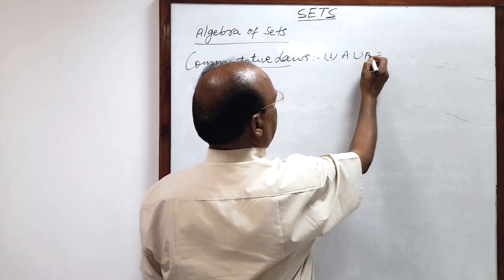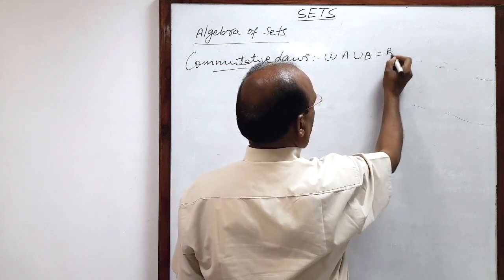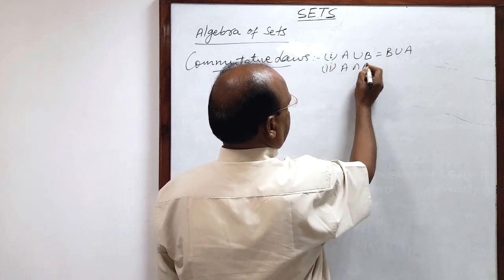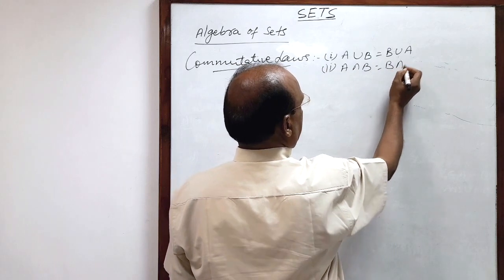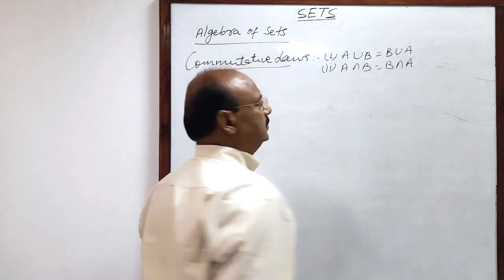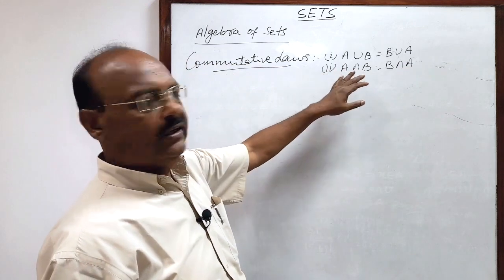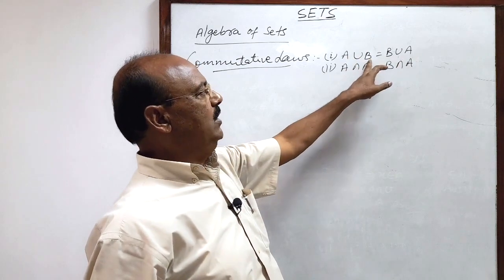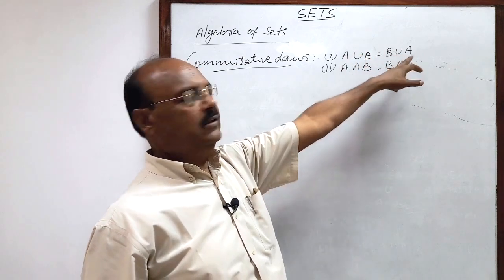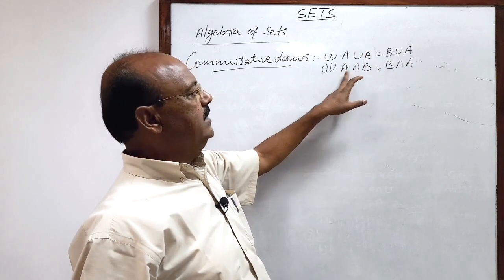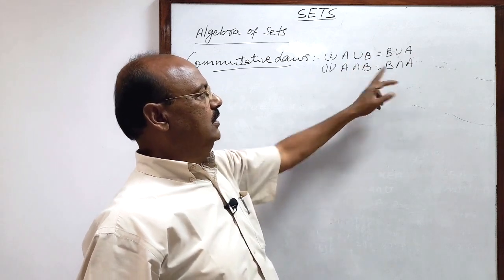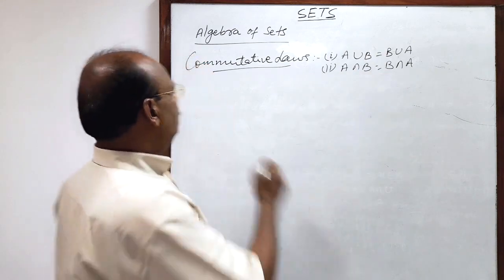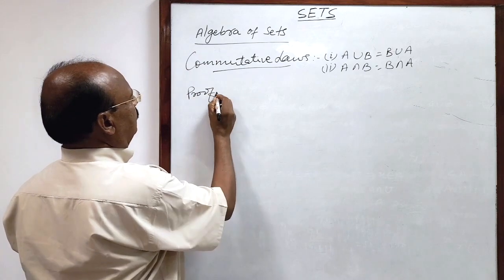One is A union B is equal to B union A, and second, A intersection B is equal to B intersection A. So what we find basically here is that only the order of these two sets has been reversed. Here, A union B, order has been reversed, B union A. Similarly, in the second law, A intersection B, order has been reversed, B intersection A. These laws are known as commutative laws, and we can prove these laws very easily, very interestingly.